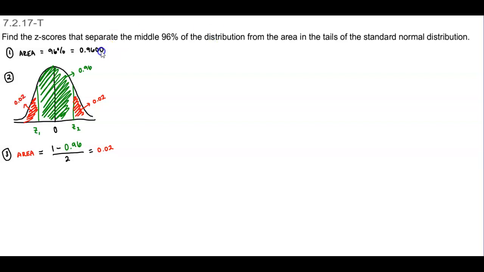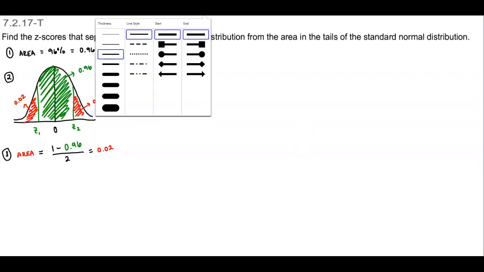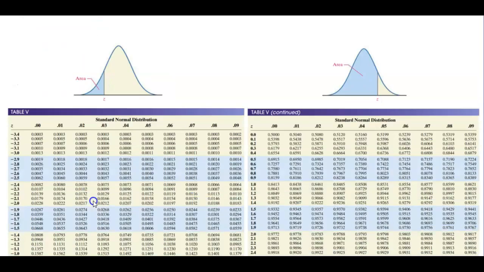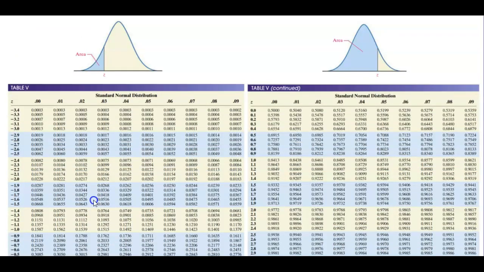Okay, so think about that. If we take 0.96 and add 0.02 plus 0.02, that's going to give us 1. So now we want to be able to find the z-score. If we want to find z1, we need to look at the area of 0.02. If we're going to use the table, we want to find where we see 0.02.